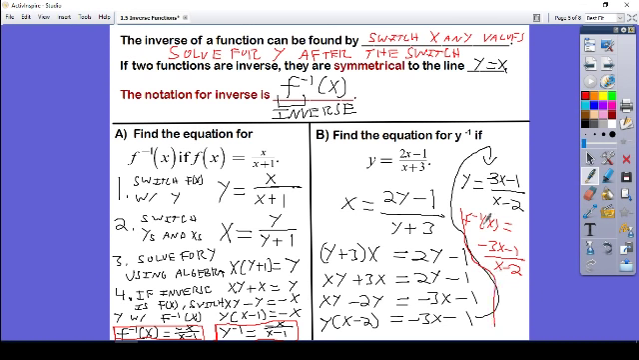I also want to note that you can also write the inverse of this function as positive 3x plus 1 over negative x plus 2. That's just multiplying by negative 1. That's still the equivalent term. So that's something to know for multiple choice tests. All right.